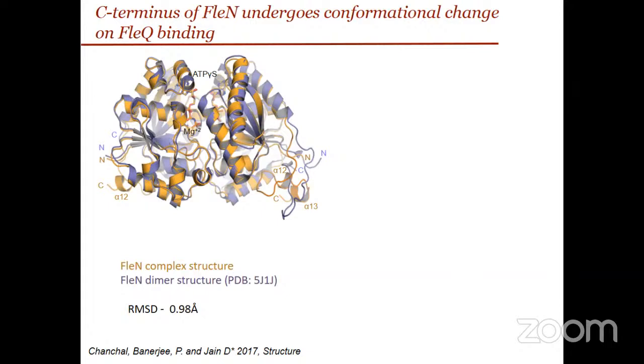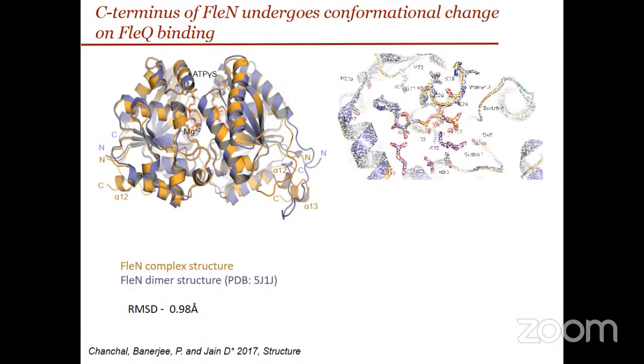This was disordered in the other structure that we had determined earlier, but it became ordered. So there was a loop followed by two small helices in the complex structure. So FLEN does not show major conformational change except in the C-terminus part, which is ordered when it binds to FLEQ. The ATP binding site of FLEN is quite conserved. There was no conformational change.